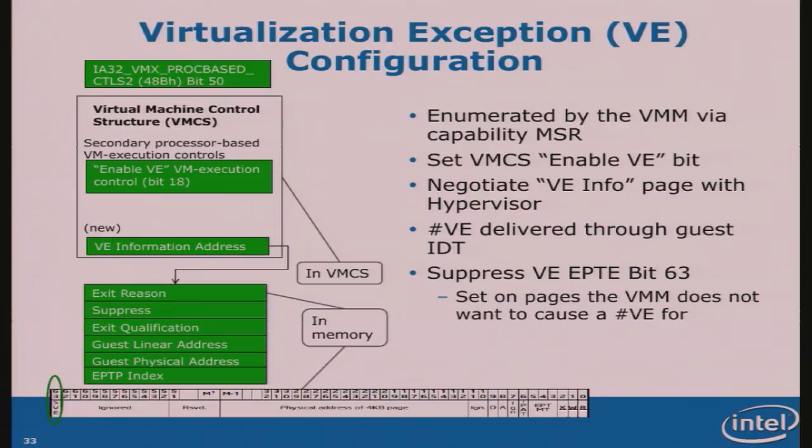For memory that it has explicitly assigned to the guest and it wants to allow the guest to change permissions for memory introspection purposes, it can disable suppress VE and let the guest handle those events.